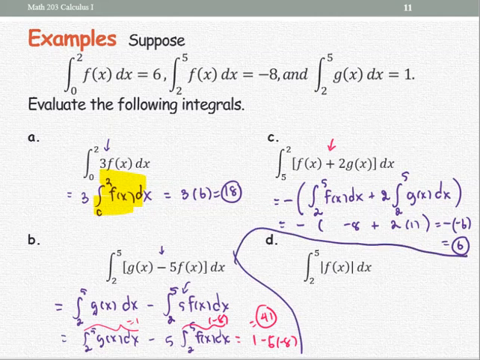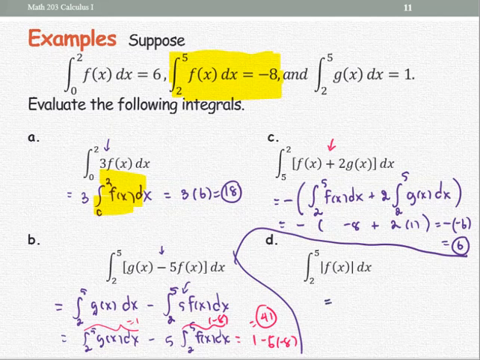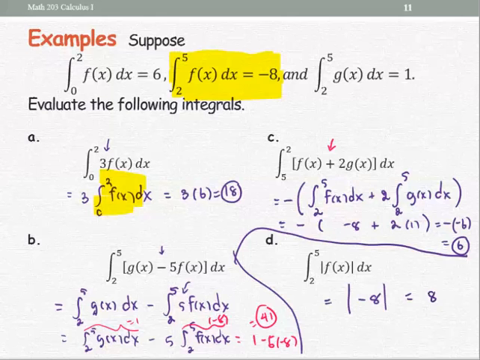And the last part, the definite integral of the absolute value of the function f of x dx. The provided information is that the definite integral of the function f equals negative 8, which represents the net area. That means the majority of the area is below, or the entire area from 2 to 5 is negative inside. This is all the information that we have. So we're going to apply the absolute value to the net area that was provided. Then the result is going to be 8.